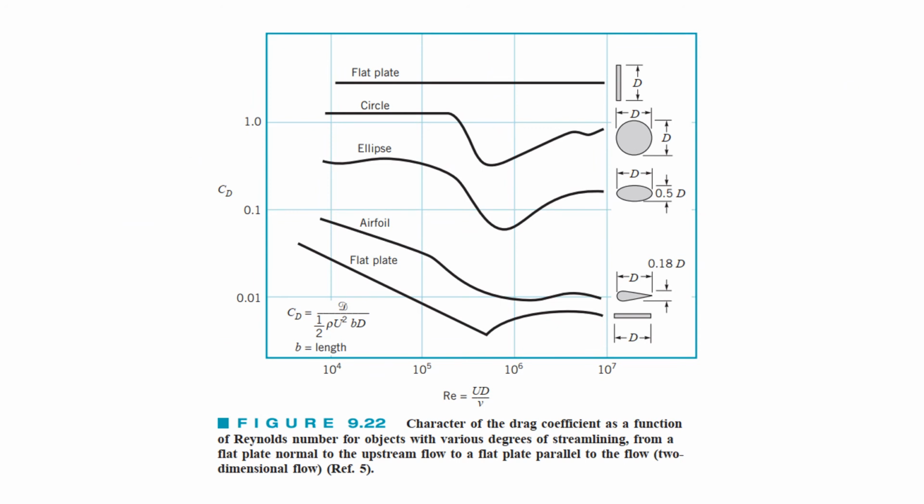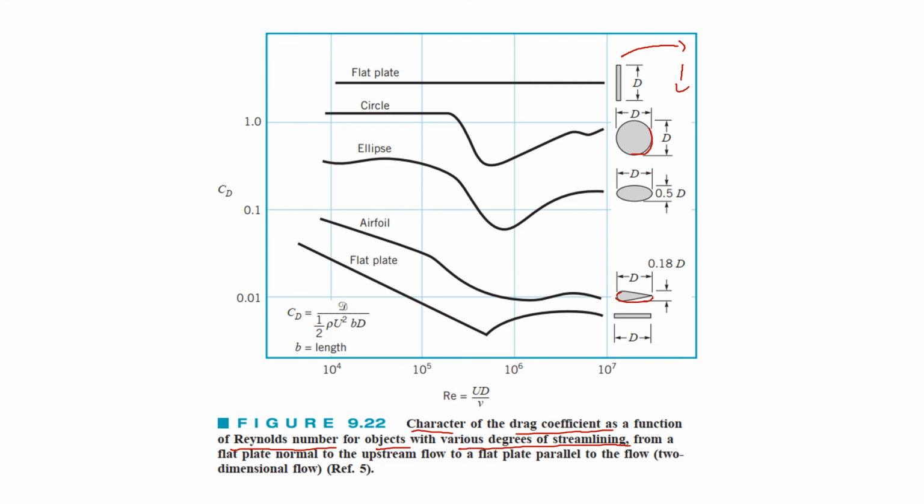We can also relate the Reynolds number for different shapes. In this graph, the character of the drag coefficient as a function of Reynolds number for objects with various degrees of streamlining is shown. What will happen if we go from a very blunt object, that will be a plate that is perpendicular to the flow, and then we keep on increasing the streamlining of the object? It will convert into a cylinder, then it will be converted into a sphere, then we have an aerofoil, and then we have a completely flat plate.